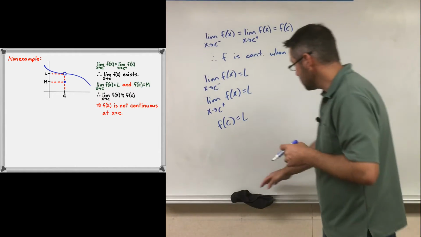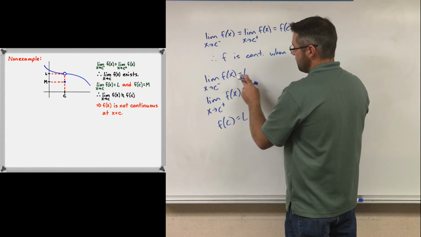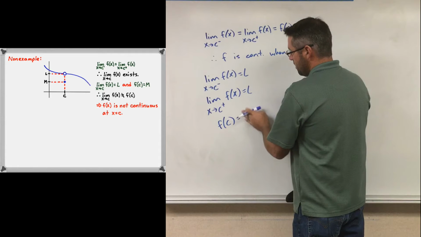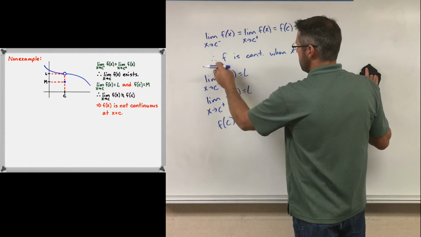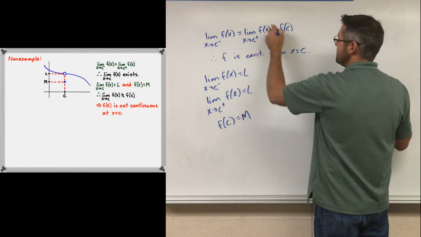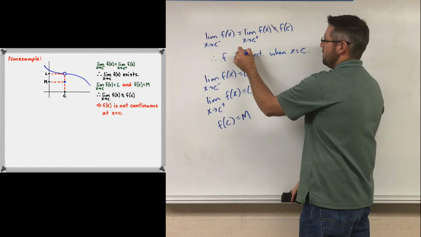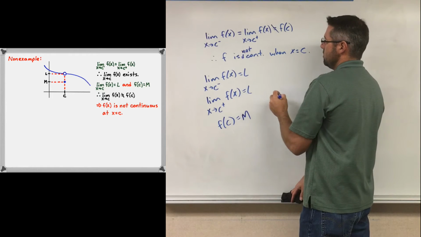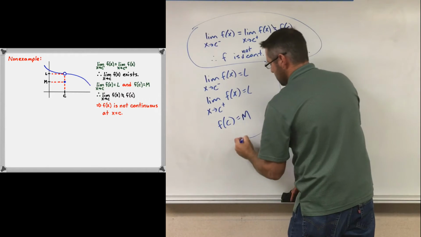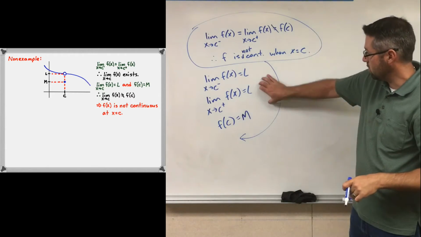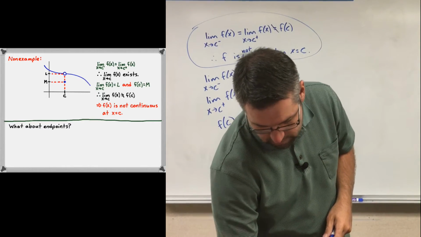Now, here's how I would write that. I would say the limit as x approaches c from the left is L, the limit from the right is L, f of c is m. Therefore, the limit from the left equals the limit from the right, which does not equal f of c. Therefore, f is not continuous when x equals c. And by the way, all of this would go after that. So you're going to show the work and then you're going to justify. That's what it means to be continuous at a point.